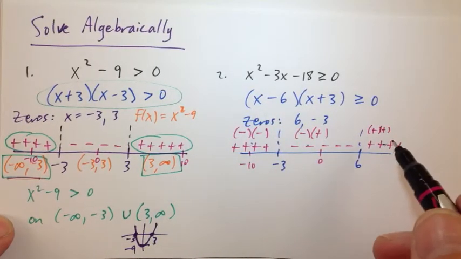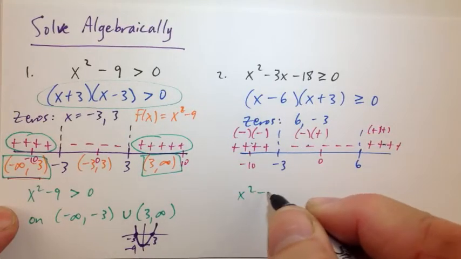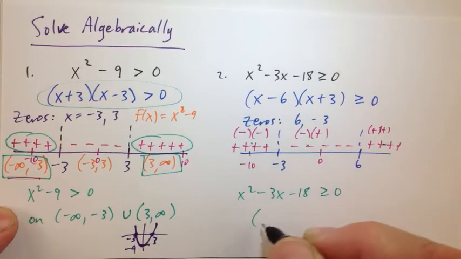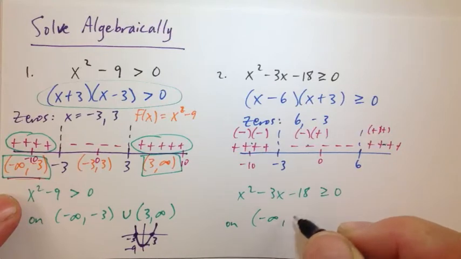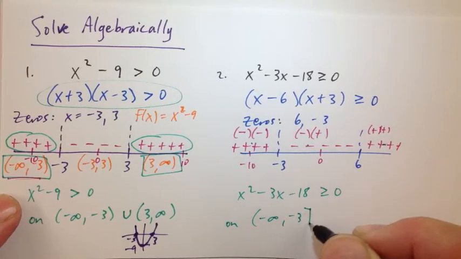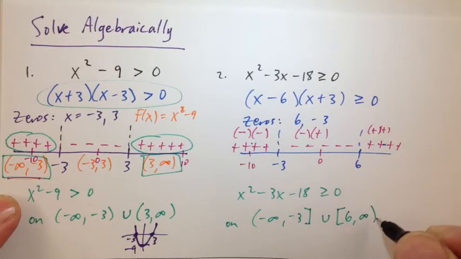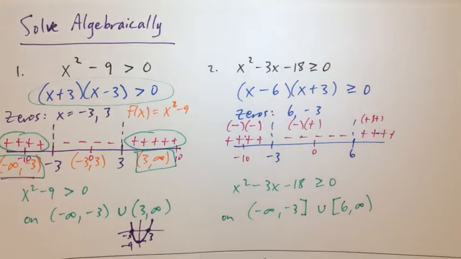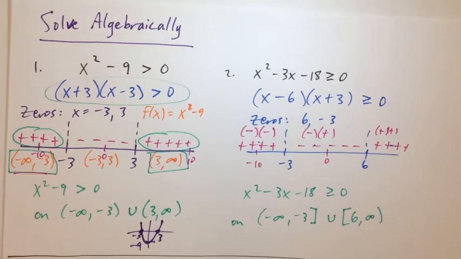Okay, and therefore this function x squared minus 3x minus 18 is greater than or equal to 0 on intervals from negative infinity to negative 3, including negative 3, combined with the interval from 6, including 6, all the way to infinity. Okay, so that's how to solve polynomial inequalities algebraically.